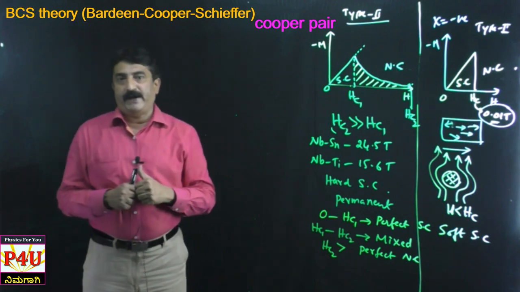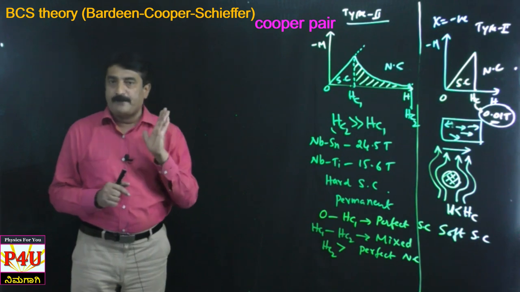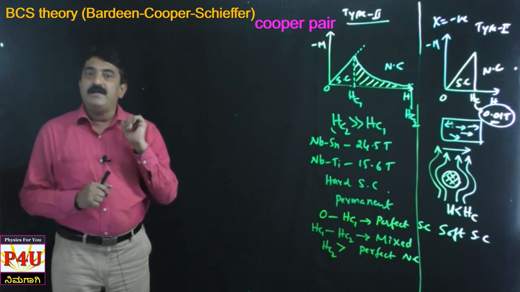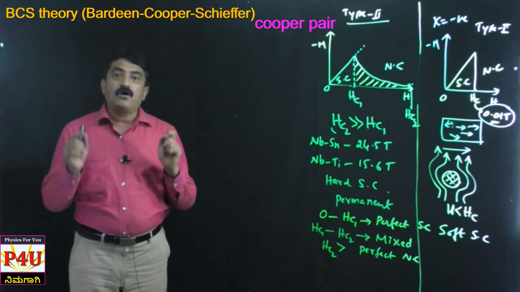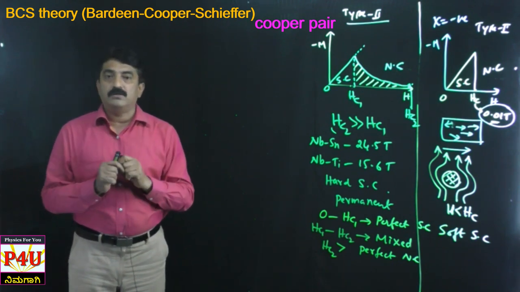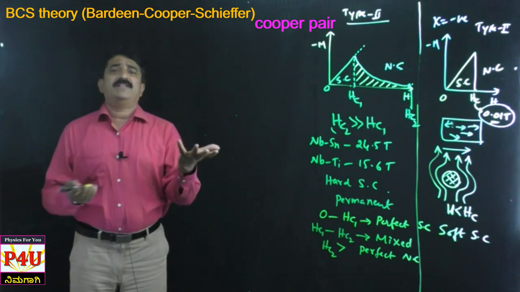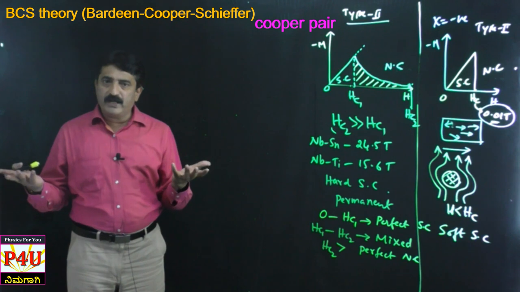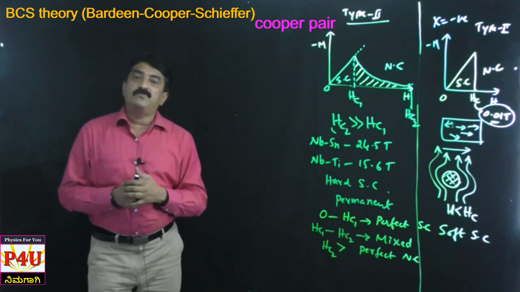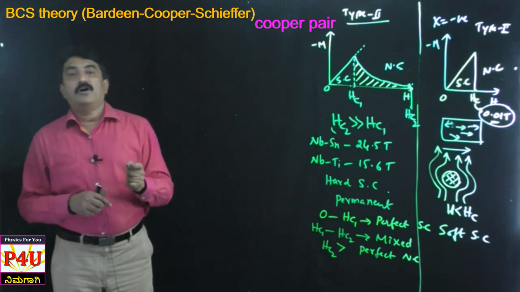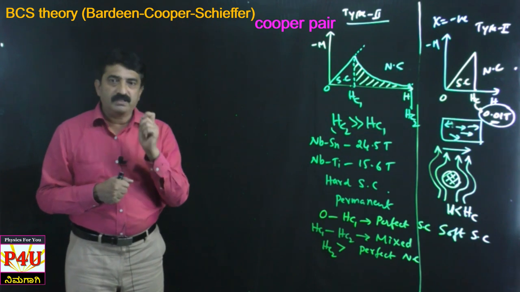What is a Cooper pair? See, the very first sentence itself is very confusing. A Cooper pair is a combination of two electrons. A Cooper pair is a pair of two electrons. Okay, what is confusing here? Wait. Next part: how is a Cooper pair formed? Cooper pairs are formed when two electrons attract each other. Don't you find something fishy here?